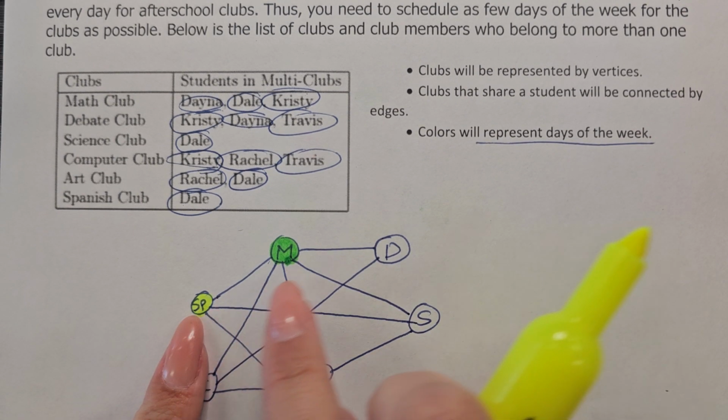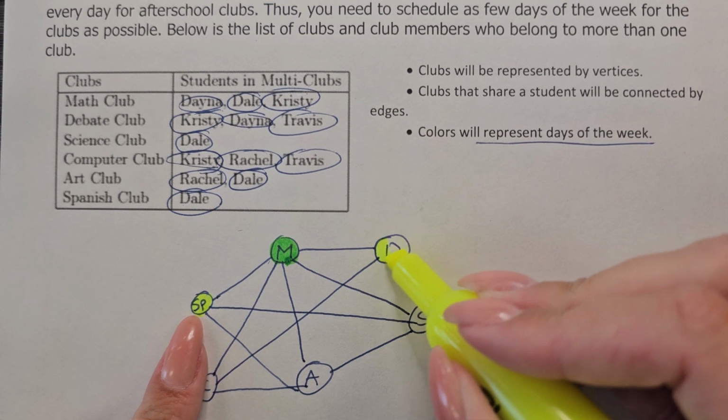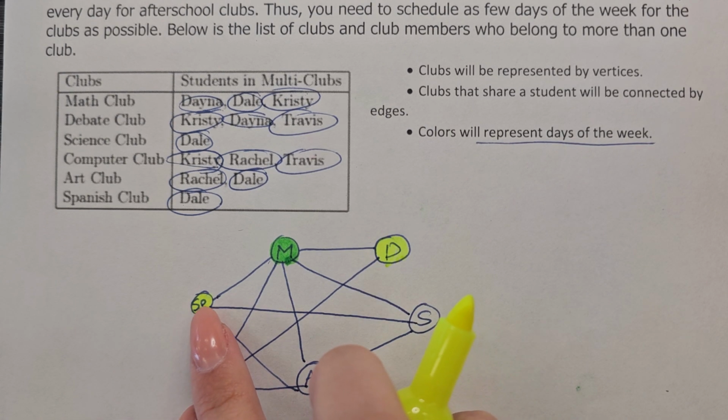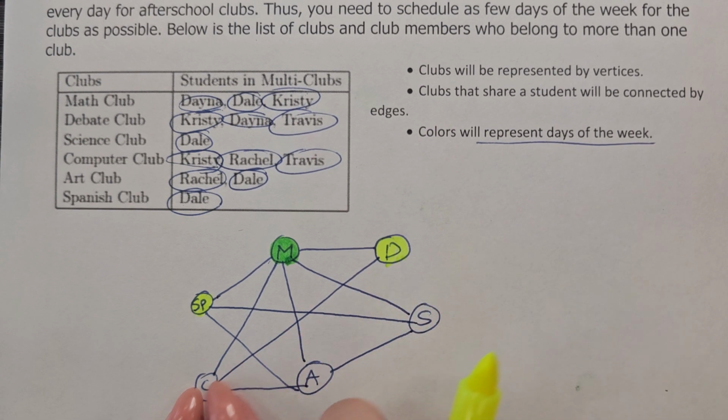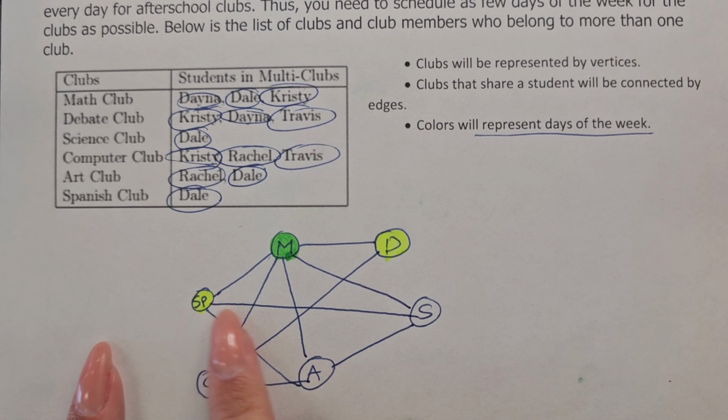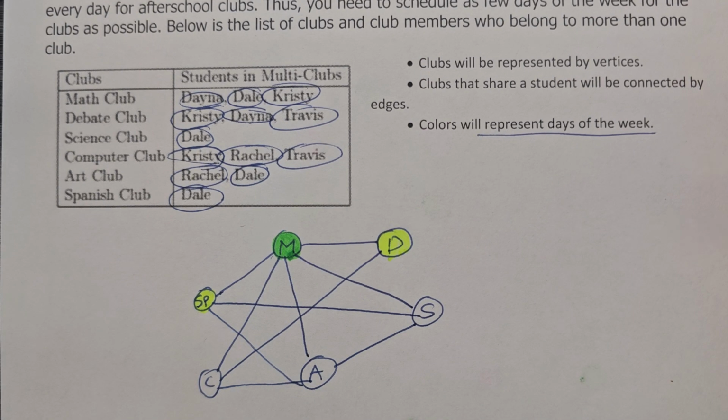there is no connection with Spanish and debate, so those 2 clubs could be held on the same day. We also don't have a connection from Spanish to computer, but we do have a connection from computer to debate. So we can't go back to yellow or green anymore because Spanish has a connection to art and science. So we're done with that color. Now let's switch to another one.